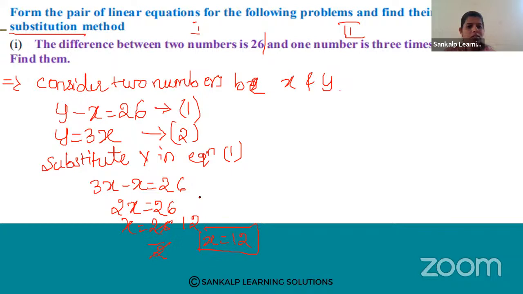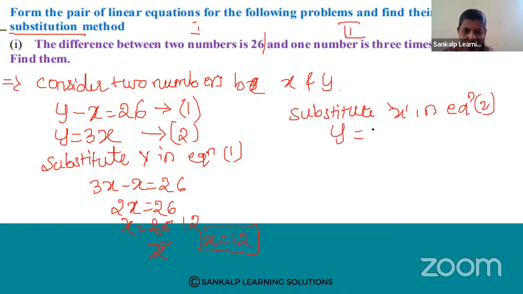Next, we want two values, x and y. So here we got one value. So if we want the y value, what will you do? You will substitute the value of x in equation number 2. So substitute the value of x in equation number 2. Then you will get the y value.